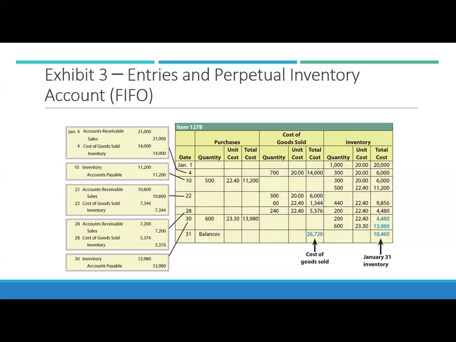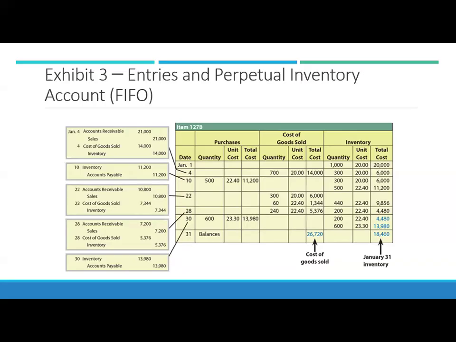And so in this inventory column, we're sort of repeating this, right? So we had 300 at $20. Now we still have 300 at $20, but we have 500 at $22.40. And then accounts receivable, here we have.